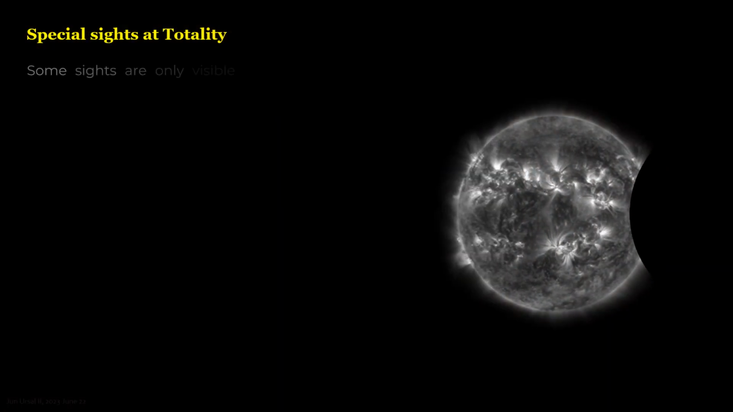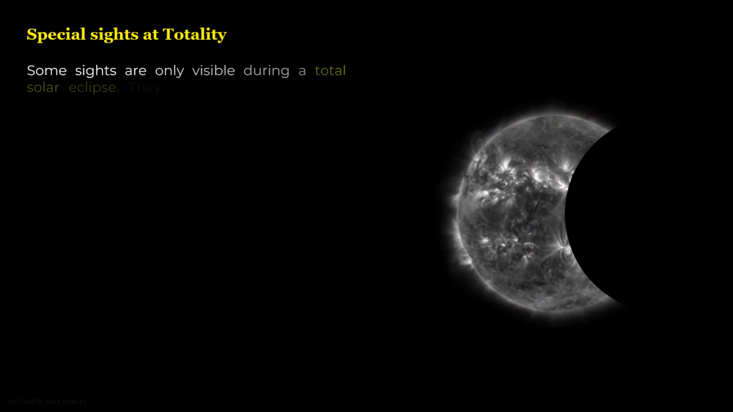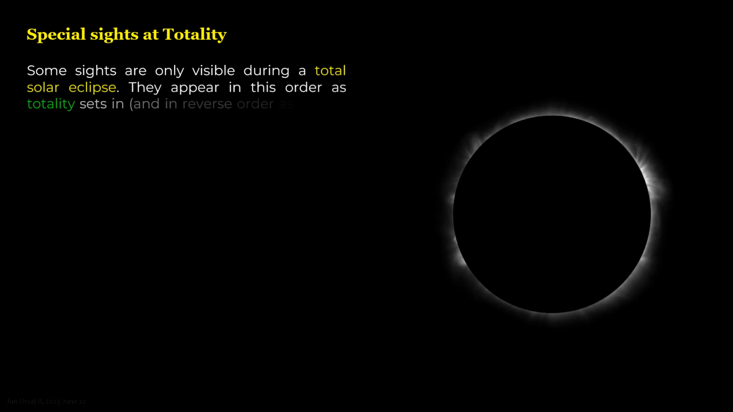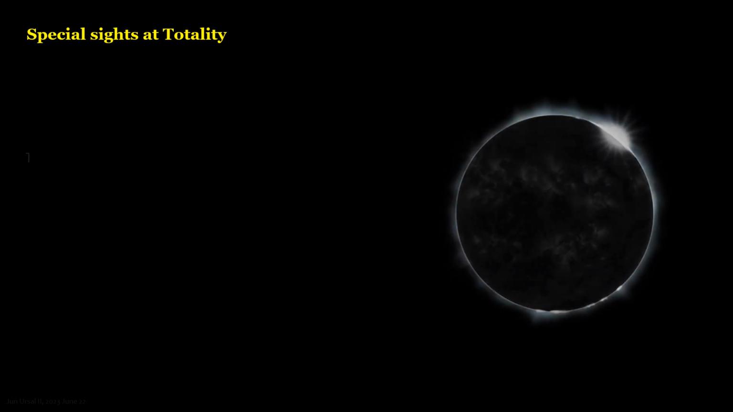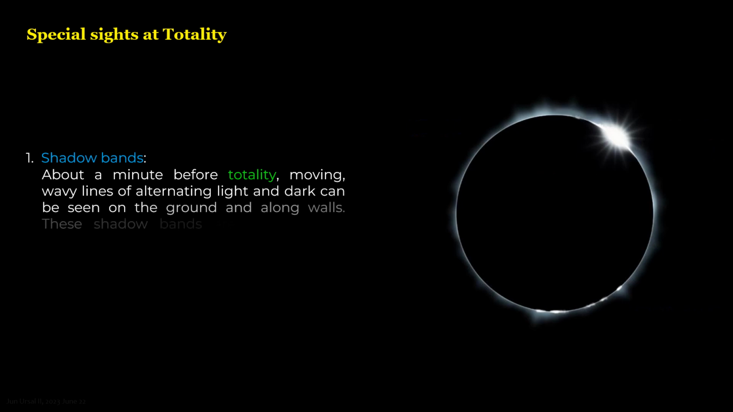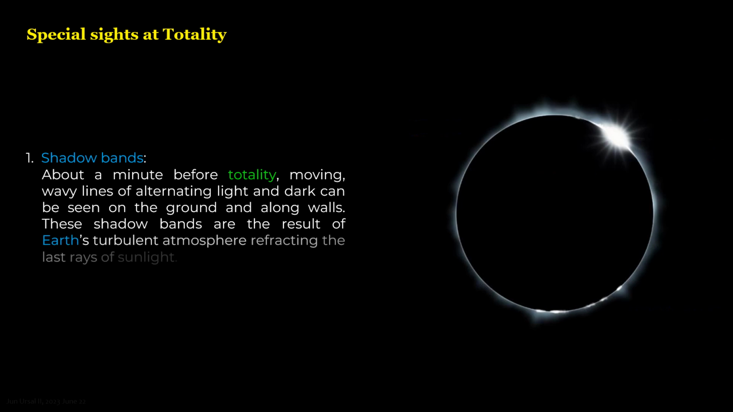Some sights are only visible during a total solar eclipse. They appear in this order as totality sets in, and in reverse order as totality ends. 1. Shadow bands. About a minute before totality, moving, wavy lines of alternating light and dark can be seen on the ground and along walls. These shadow bands are the result of Earth's turbulent atmosphere refracting the last rays of sunlight.